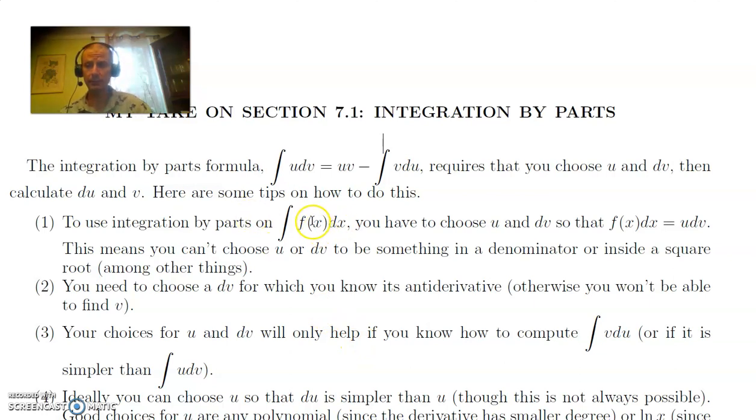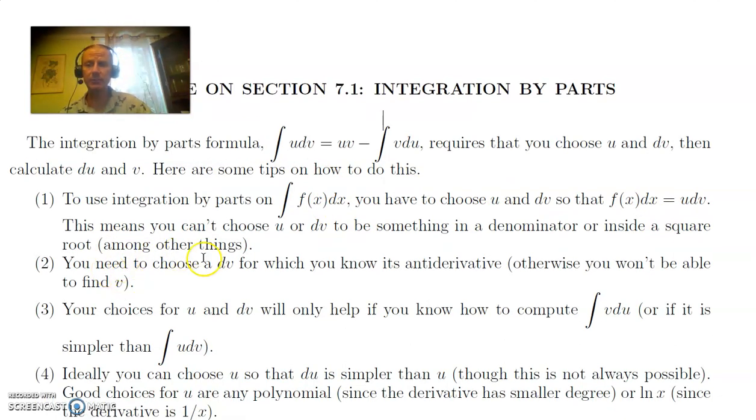So the first thing, if you're going to use it to integrate some function f of x dx, you absolutely have to choose u and dv such that f of x dx is u times dv. So for example, you might confuse it with substitution. In substitution, you want to let u be like a denominator or what's inside something. Here, that's no longer a choice. F of x dx has to be u times dv. So that means u could never be something inside the denominator. It could never be something inside a square root, because those choices will make it so that the entire integrand is not u times dv.